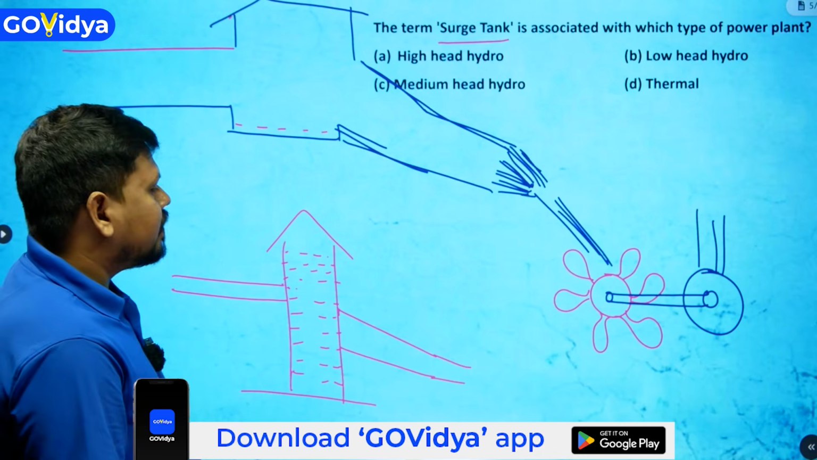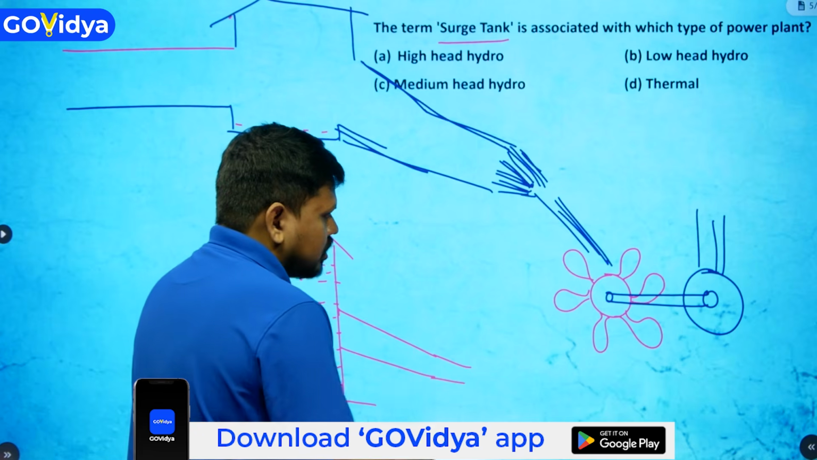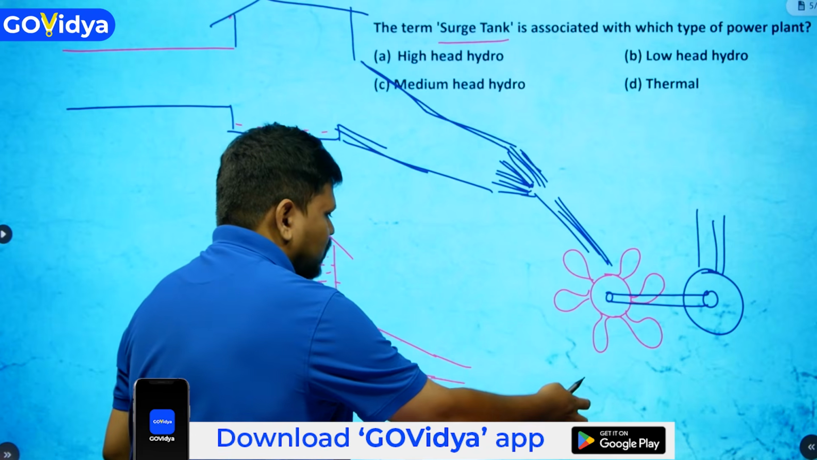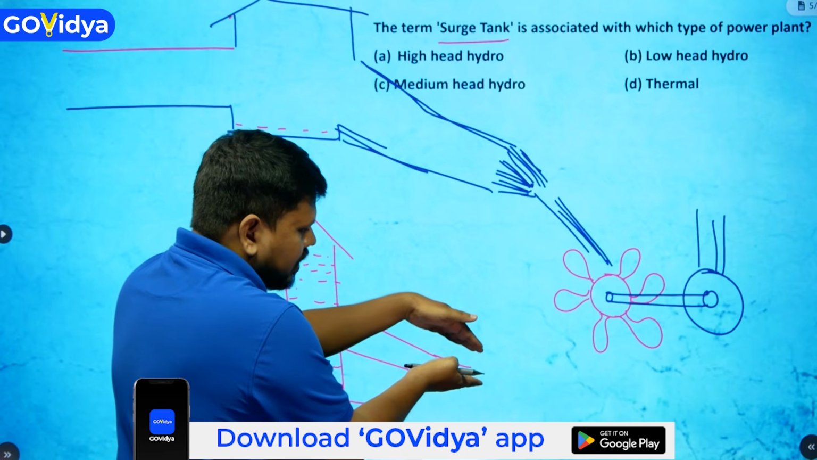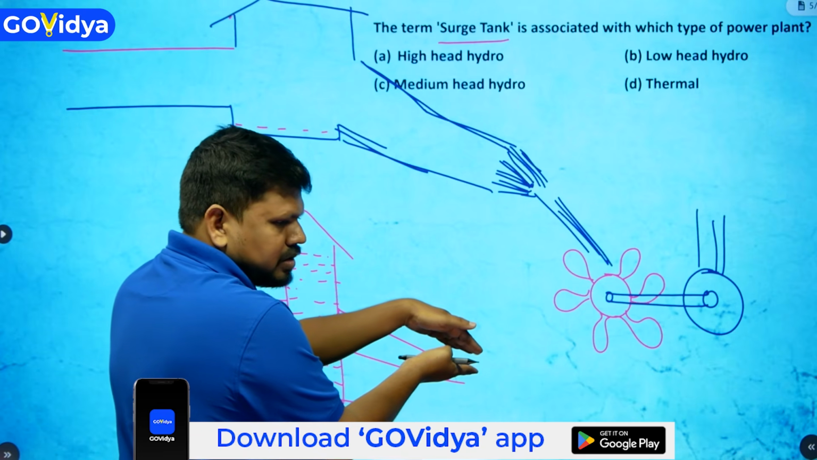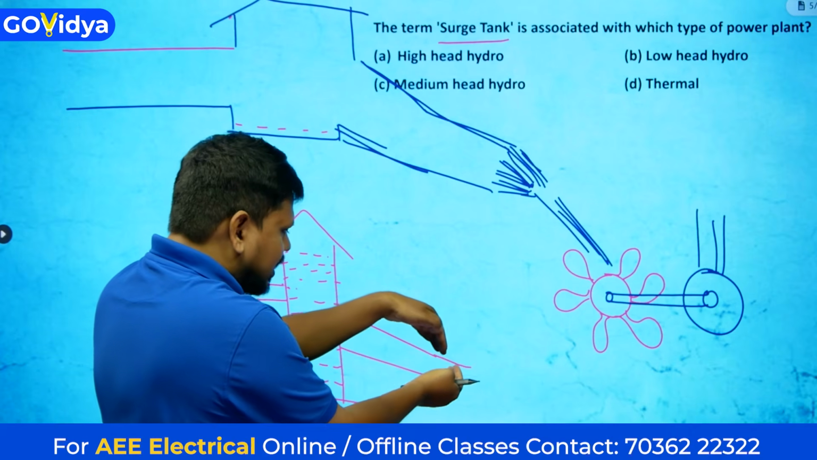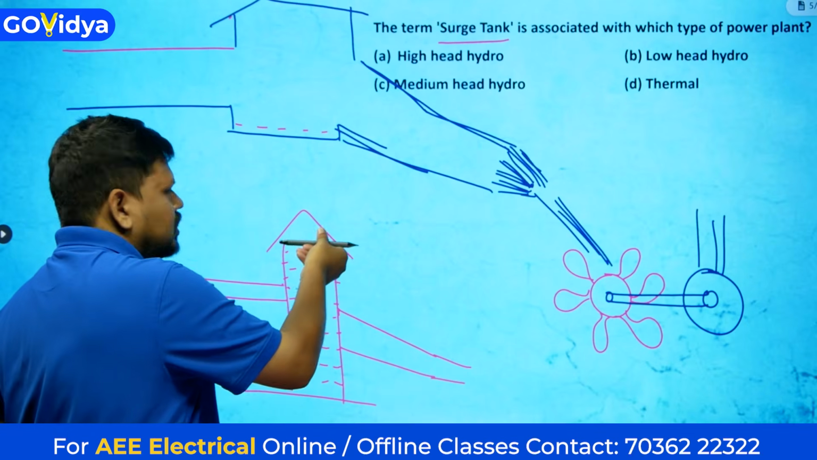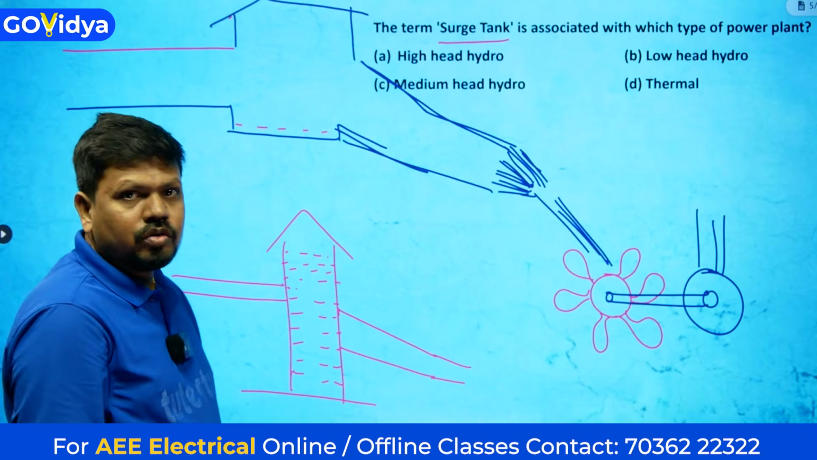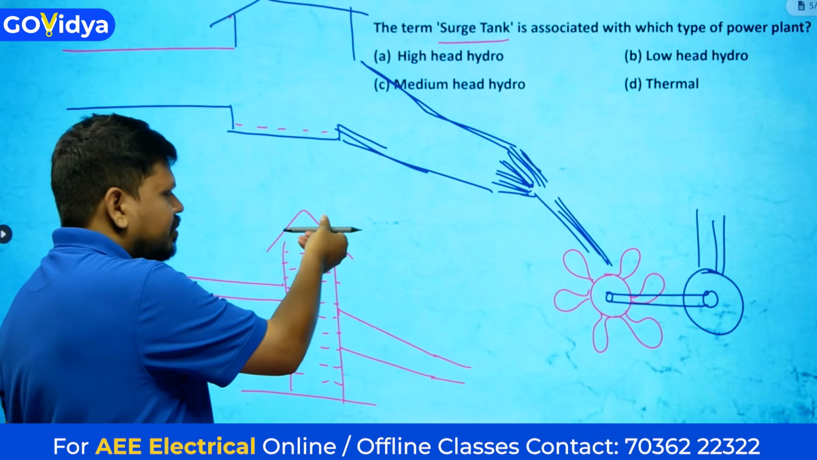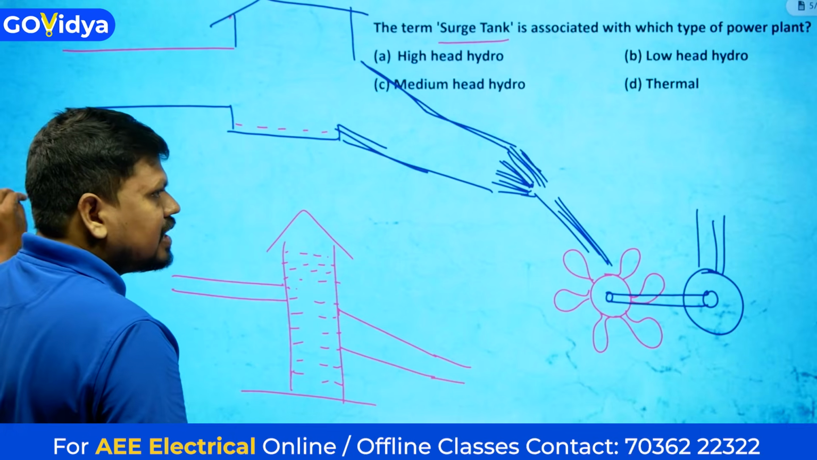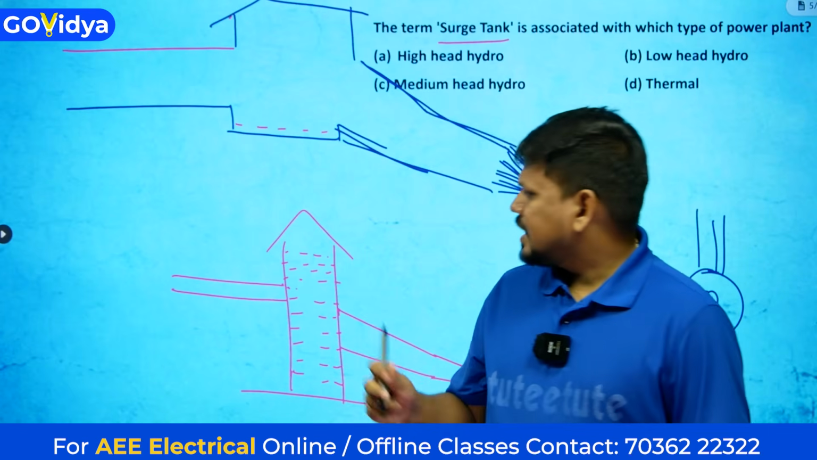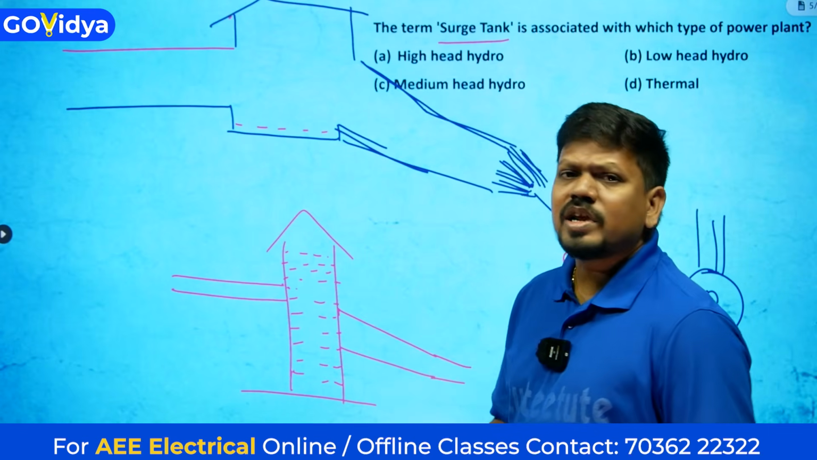And whenever demand decreases, what will happen? The nozzle will close its openings a little bit like this. That means all the water will try to hit back, and where will it go? It will rise into this surge tank. Understanding? So in the surge tank the water level will increase. By that time we will decrease the water flow from the dam. So this is acting as a temporary reservoir.